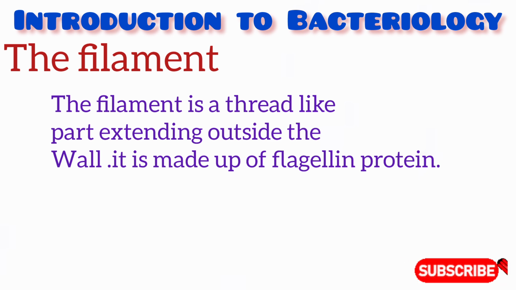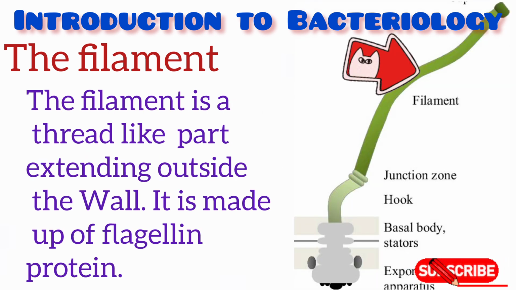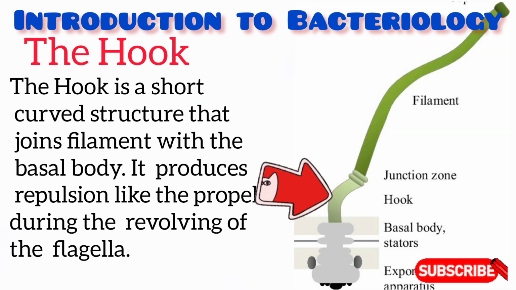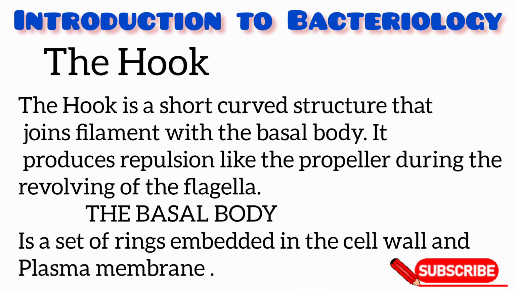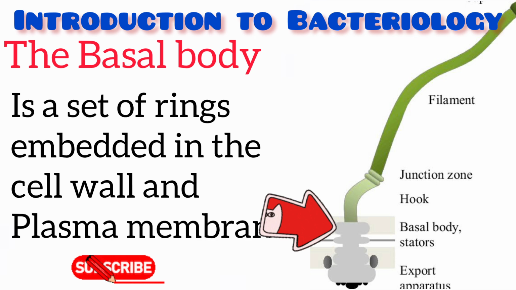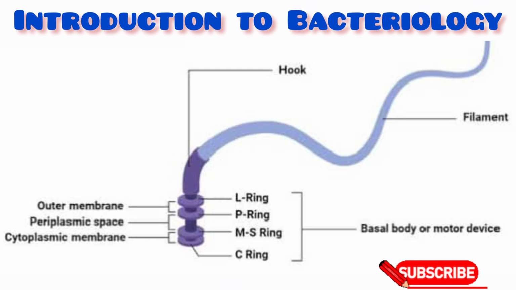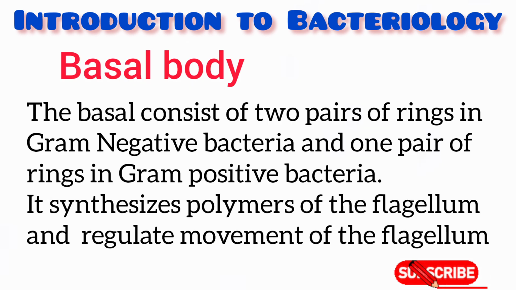The filament of the flagella is the thread-like part extending forward, as you can see from the diagram. It is made up of the flagellin protein, while the hook is a short, curved structure that joins the filament with the basal body. The basal body is a set of ring-like structures embedded in the cell wall and plasma membrane. The basal body actually consists of 2 pairs of rings in gram-negative bacteria and a pair of rings in gram-positive bacteria. It synthesizes the polymer of the flagellum and regulates the movement of the flagellum.